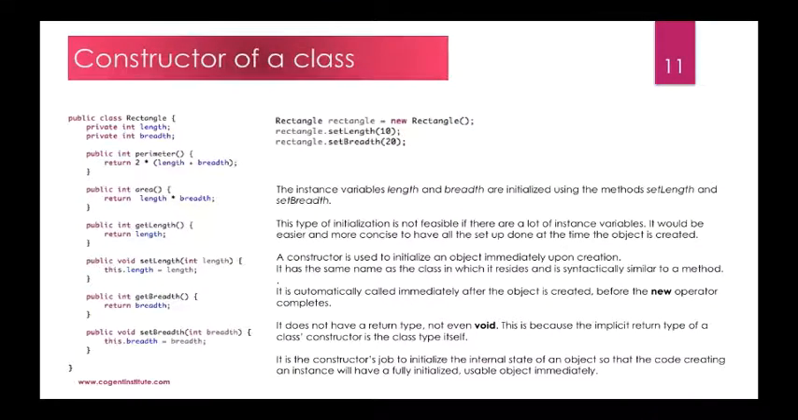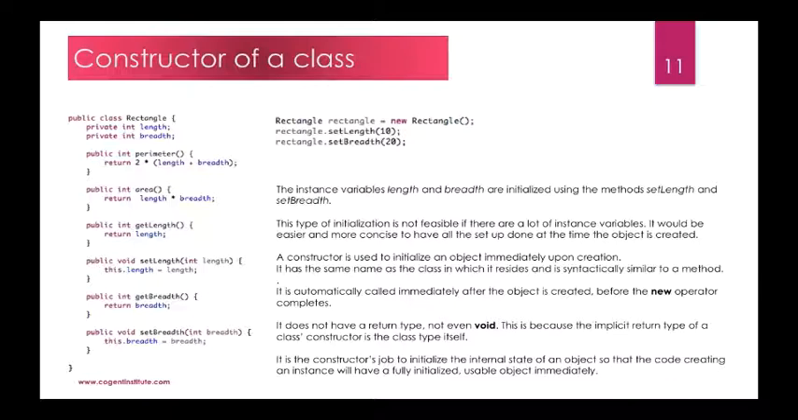Constructor of a class. The instance variables length and breadth are initialized using methods setLength and setBreadth. This type of initialization is not feasible if there are a lot of instance variables. It would be easier and more concise to have all the setup done at the time the object is created. A constructor is used to initialize an object immediately upon creation. It has the same name as the class in which it resides and is syntactically similar to a method.